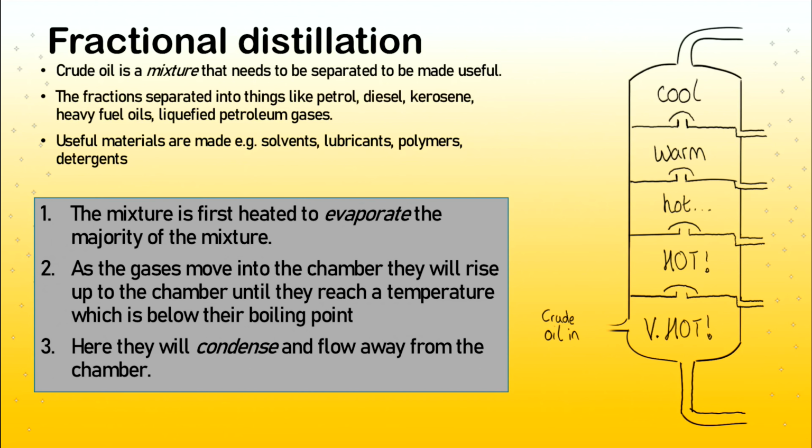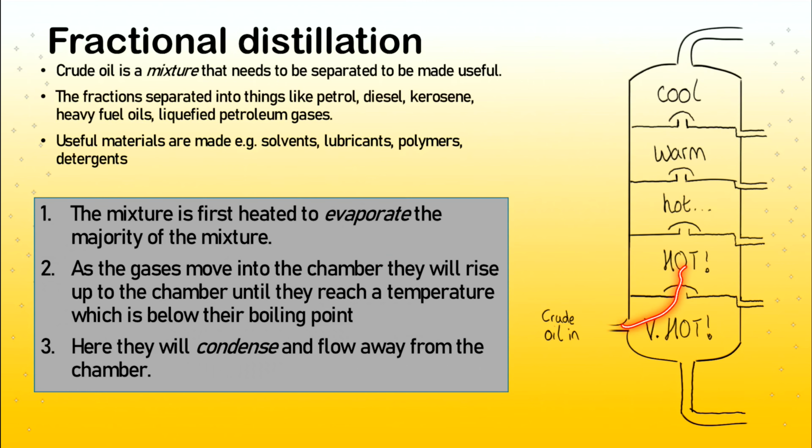And so as they move into the chamber, they basically will rise up, they will travel up through this chamber, and as they get to each section they might reach a point at which they reach a temperature which is below their boiling point. And if they do that, they will condense and then they will flow away from the chamber. So in this first one you'll have some really long chains of carbons, hydrocarbons that basically remain in liquid form, don't actually evaporate.